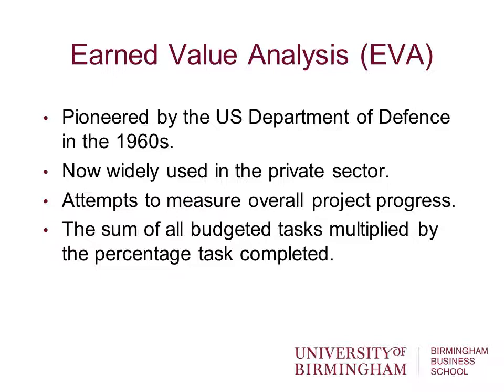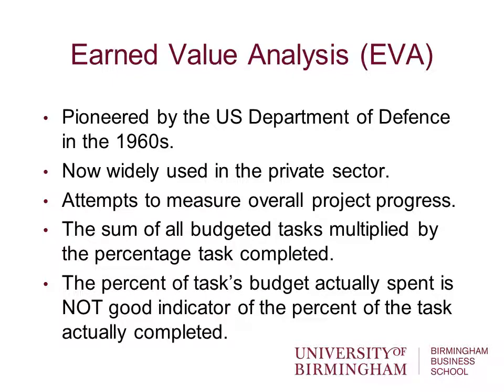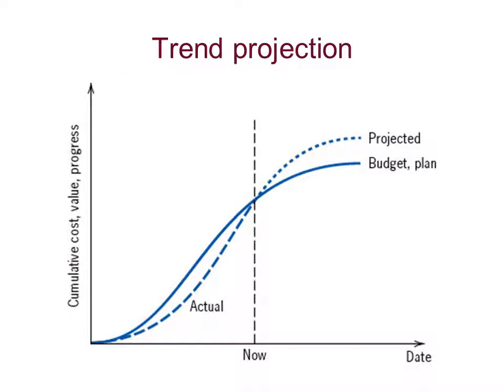So this enables us to create the classic S-curve. The S-curve is very commonplace for expenditure over time, cumulative expenditure over time in projects. The percent of a task budget actually spent is not a good indicator of the percentage of the task actually completed. So that's just something to bear in mind. Here we have a typical S-curve, cumulative cost, value or progress against our budget or plan, where we are and where we're projected to be.